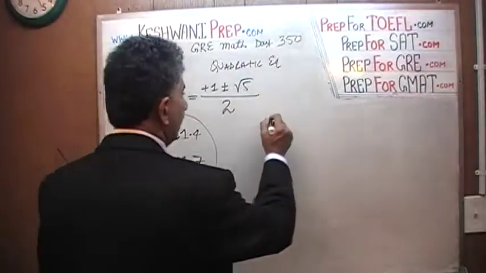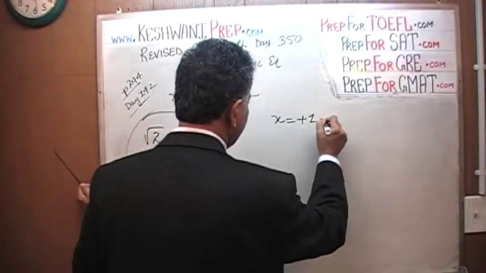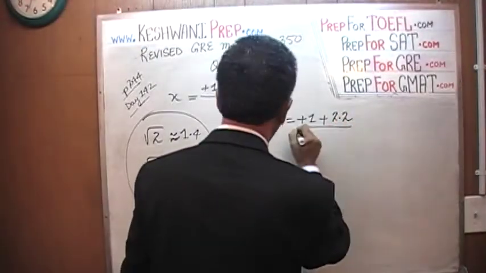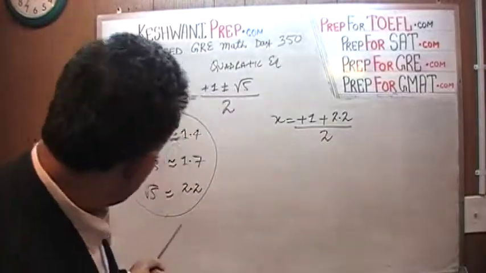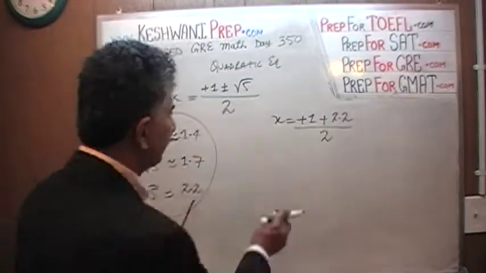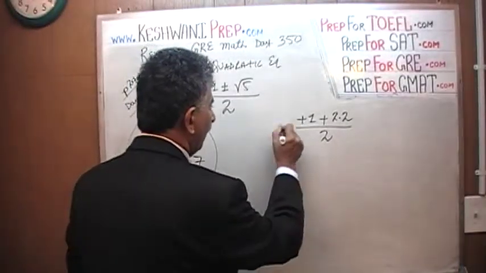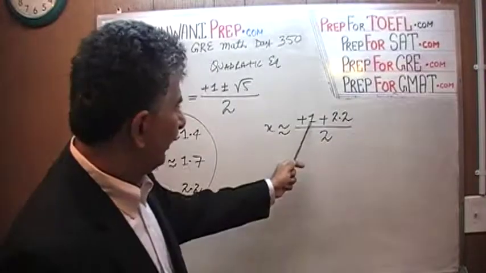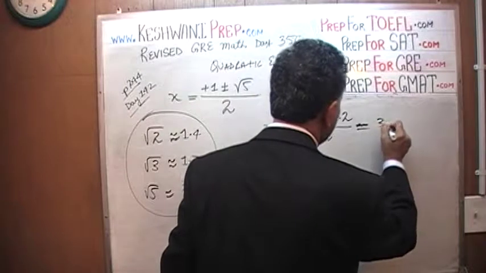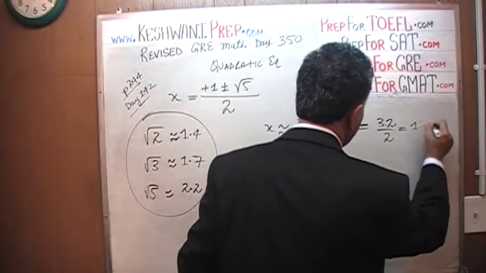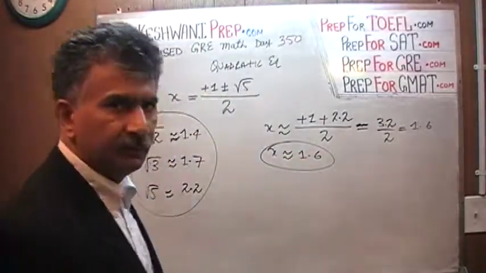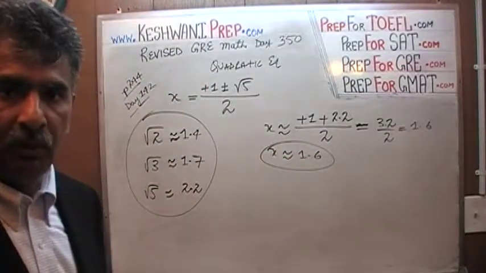So let's do it here. Our x is going to be equal to positive 1 plus root 5, which is 2.2, over 2. But the square root of 5 is not exactly 2.2, it's approximately 2.2. So we cannot put down equal to it. This has to be replaced with approximately equal to. 1 plus 2.2 is 3.2. 3.2 divided by 2 is 1.6, which means x is approximately equal to 1.6. This is the first answer.